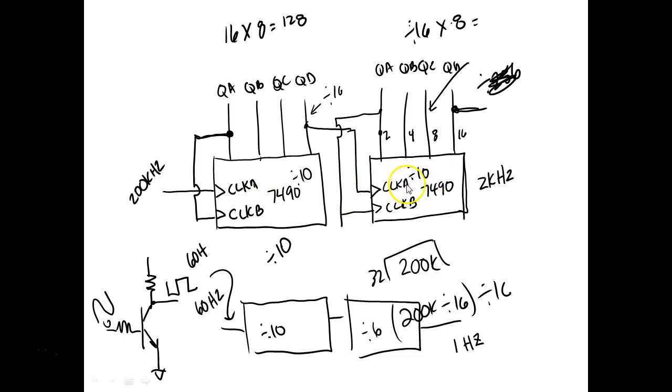Everybody okay on this one? So a 7490 gives me a divide by 10. If I take the D output and feed it into the next clock input, that's going to give me a divide by 10. Two divide-by-10s connected together gives me a divide by 100. Everybody understand this? Yes or no? And why? What comes up Wednesday? What do you think's on there?